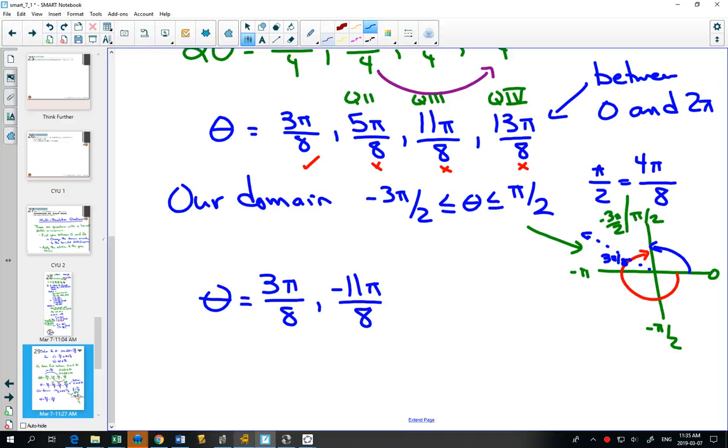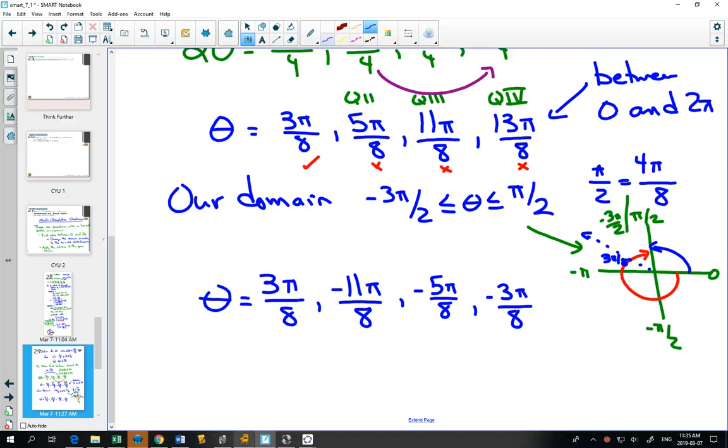11 pi over 8, which ends in quadrant 3, would be the same as negative 5 pi over 8. And 13 pi over 8, which ends in quadrant 3, would be the same as negative 3 pi over 8. So now we have solved this with the given domain. We do a little bit of extra work with coterminal angles. Again, use our reference angle to figure that out. So that was a nice review of those concepts built into this question.